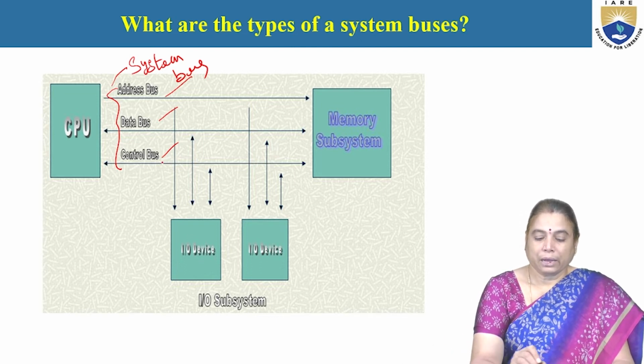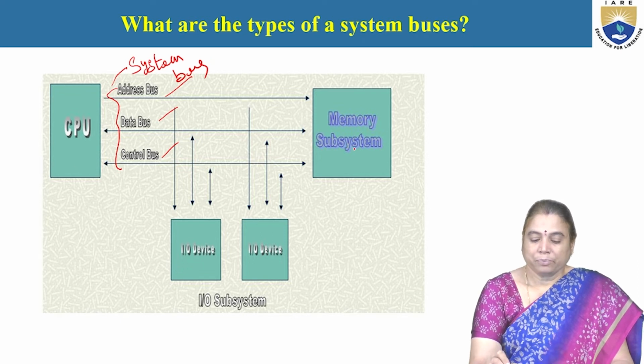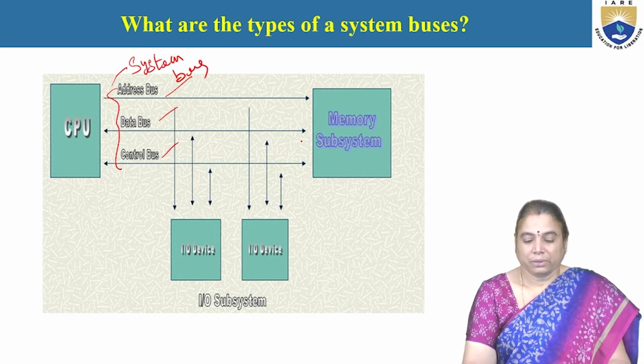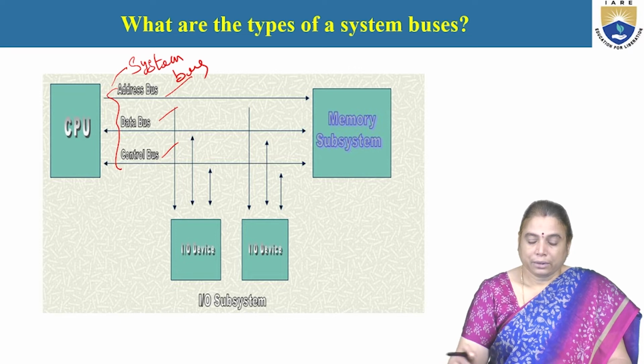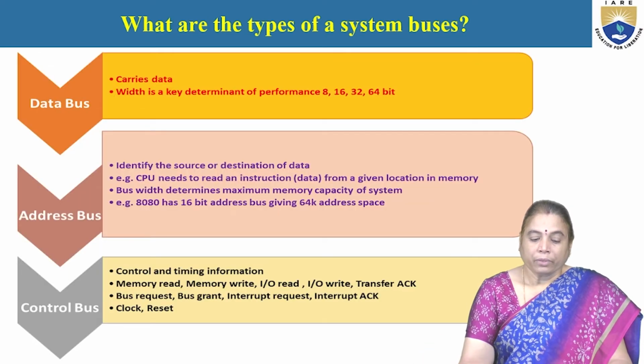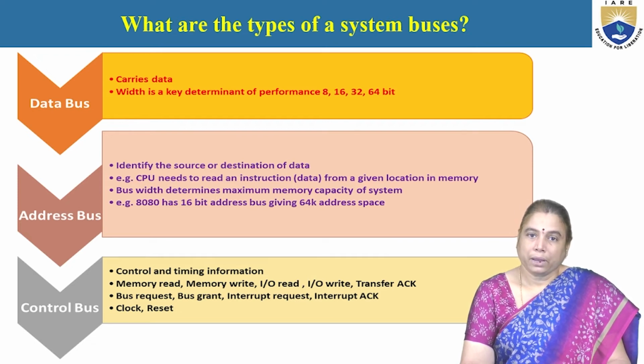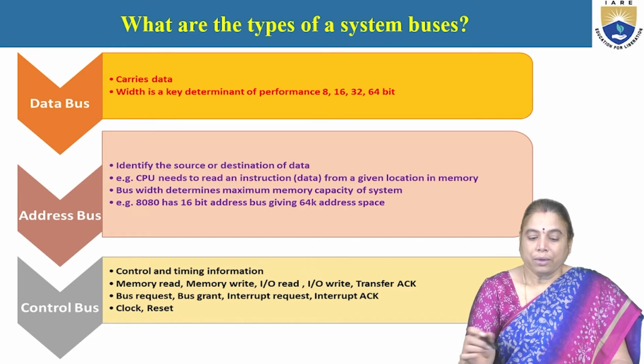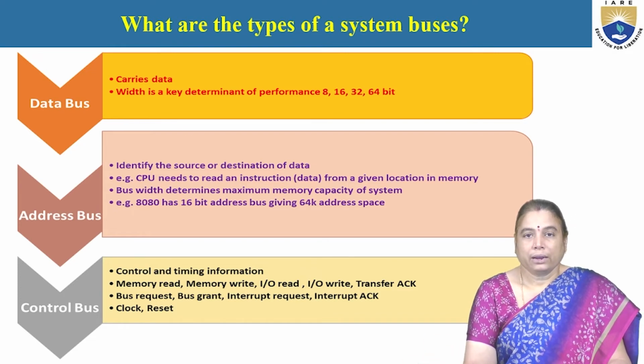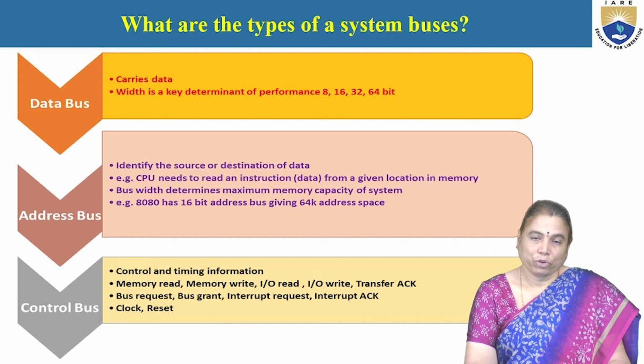These are used to connect the processor and the memory subsystem, and input-output devices can be connected with the buses. And here the address bus holds the address of the memory location where the data is to be transferred. The three types of buses that a system bus comprises are: data bus. The data bus carries the data. A key determinant of performance is the width of the data bus, whether it carries 8-bit, 16-bit, 32-bit or 64-bit.